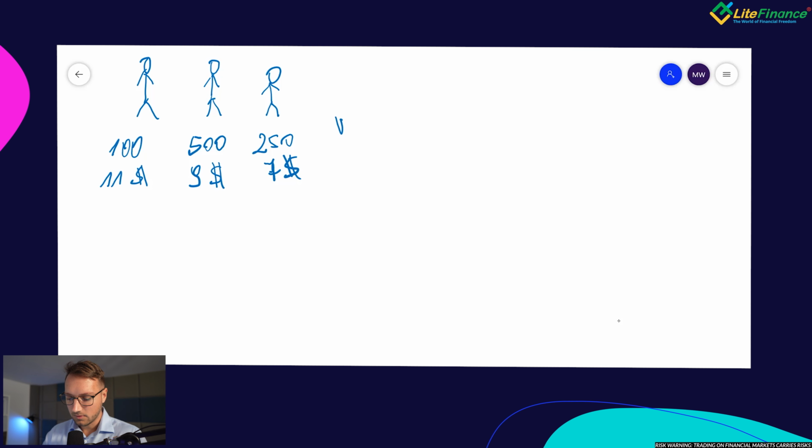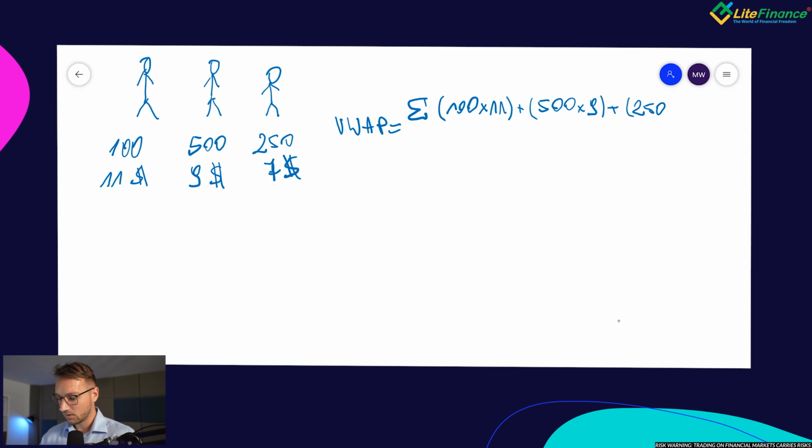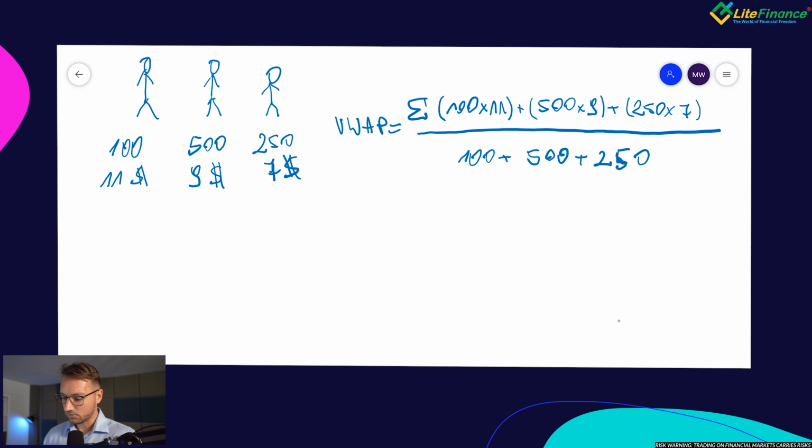So we have VWAP equals sigma of, this will be 100 times 11 plus 500 times 9 plus 250 times 7, and it will be divided by the cumulative volume, which is sigma of the total volume, which will be simply 100 plus 500 plus 250. So that equals, and now let's take the calculator.